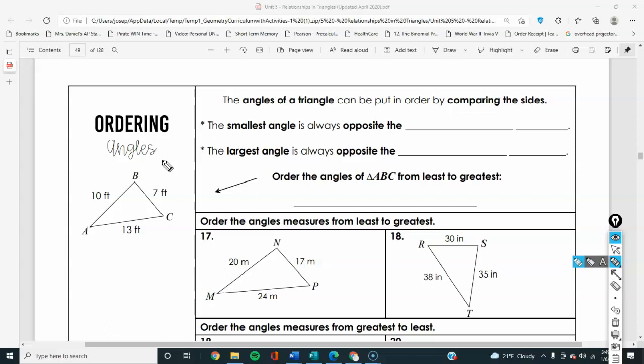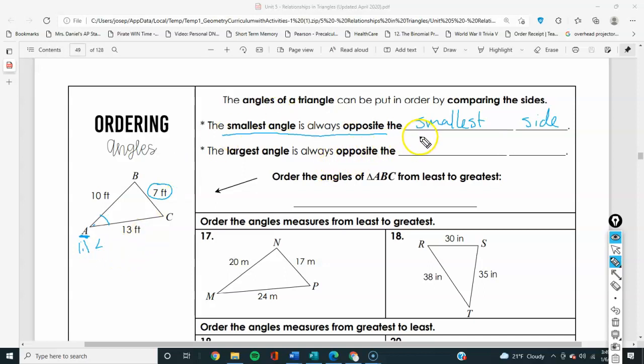You can see what I'm doing with my hands right now. So, the smallest angle is always opposite the smallest side. Right? So like, if I look at this picture, my smallest side is 7. What angle's looking at 7 on the opposite side? A is. So A is going to be my little angle.